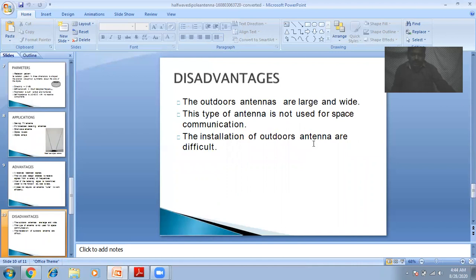Generally it requires a balun, BALUN. So what is called balun? Balanced to unbalanced. Balanced to unbalanced is called Balun. So balanced to unbalanced conversion is needed here.